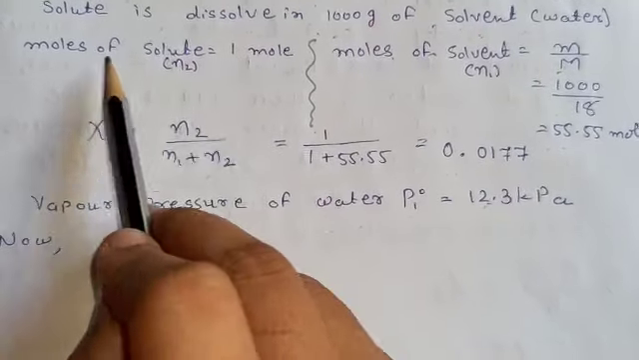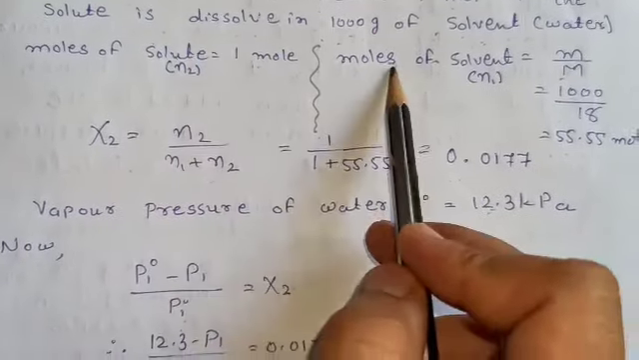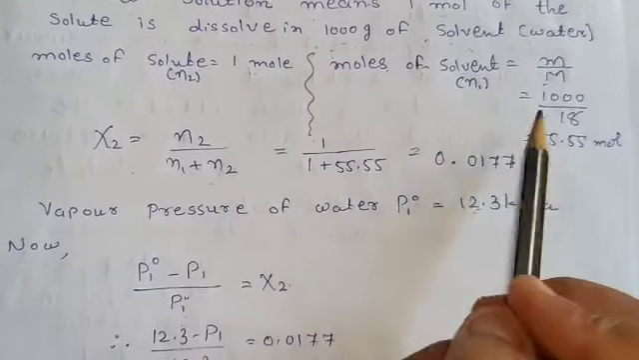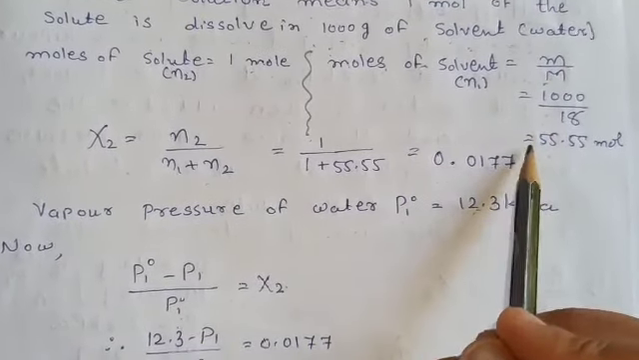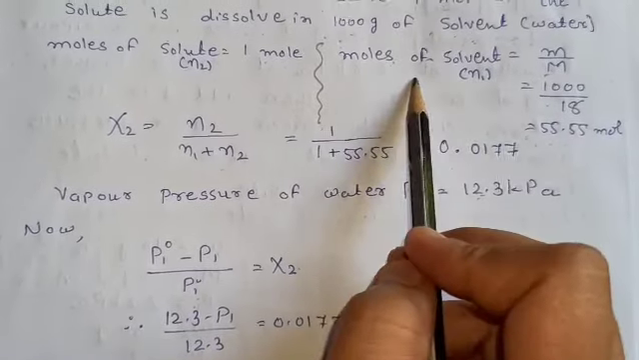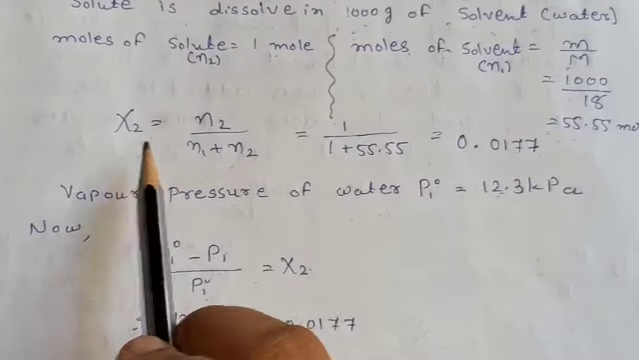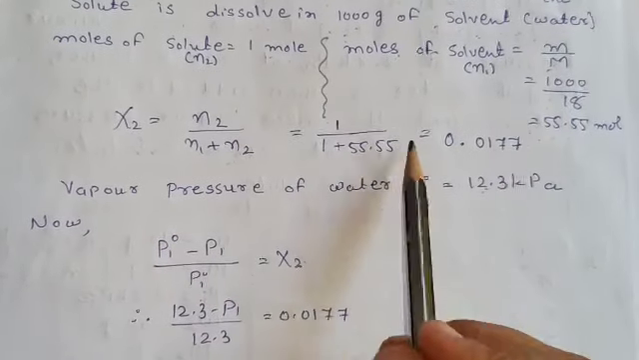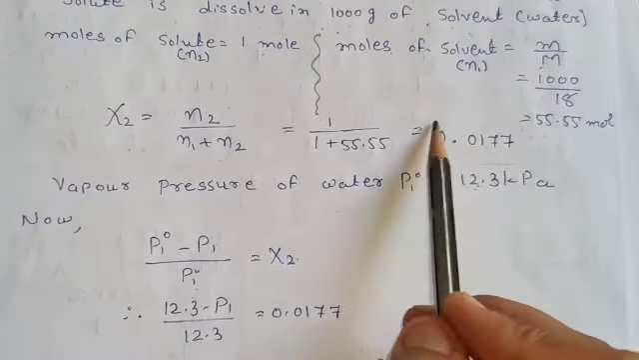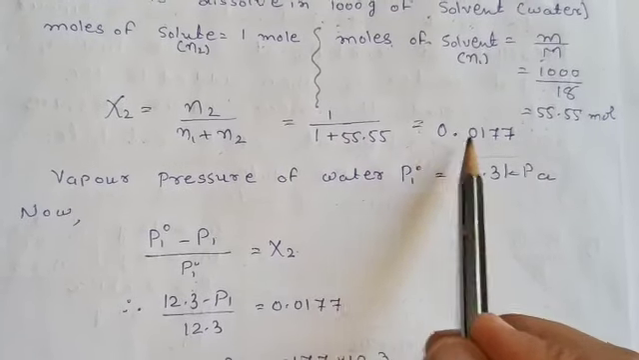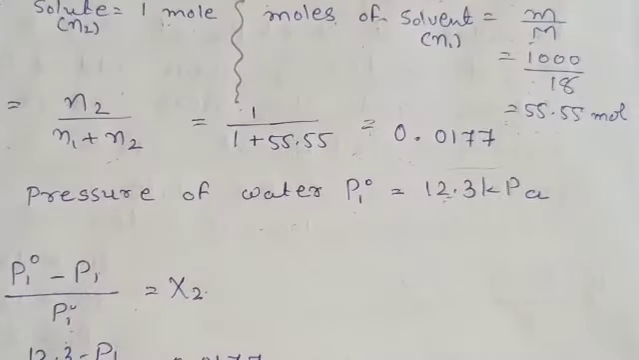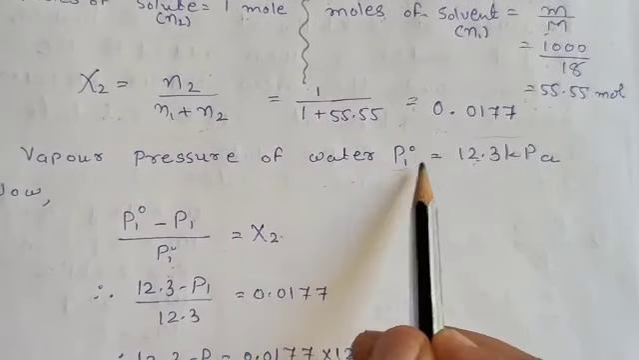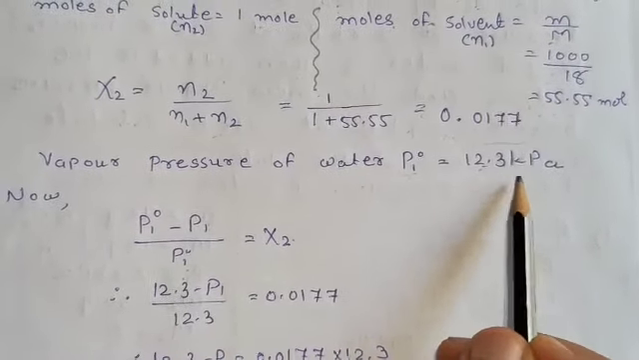So we can say that moles of solute is equal to 1 mole, and moles of solvent equals mass by molar mass. Mass is 1000 gram and molar mass is 18. So you will get the moles of solvent. Now mole fraction of solute is equal to moles of solute divided by total mole. Replace those values and you will get the answer, 0.0177. The vapor pressure of water is given, 12.3 kilopascal.